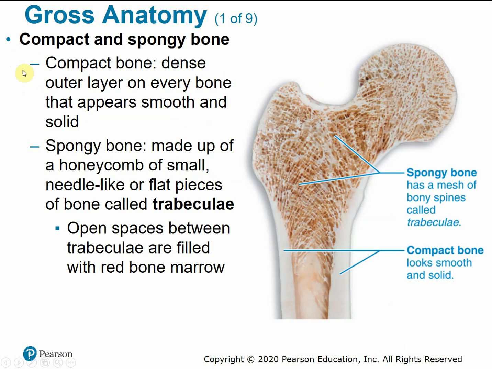So compact bone is a very dense outer layer on every bone, and it appears smooth and solid. So the cells are more compact in this tissue. Spongy bone has more of a honeycomb type texture. So it's made up of small little needle-like or flat pieces of bone called trabeculae. So all of these open spaces, this spongy texture, will be filled with the red bone marrow. We said red bone marrow was where all blood cells are formed.